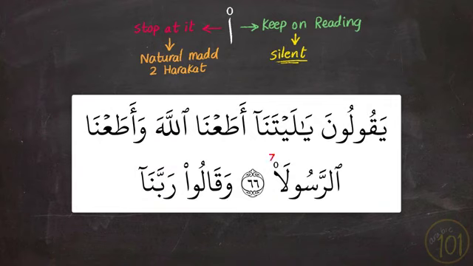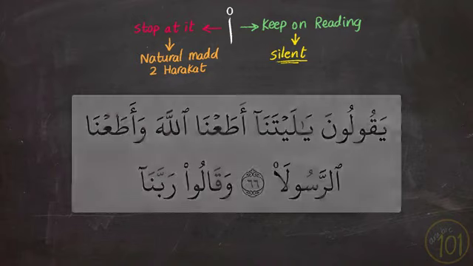يقولون يا ليتنا أطعنا الله وأطعنا الرسول وقالوا ربنا. Here again, if I stopped at the word الرسول, I will have to pronounce the alif completely. But if I linked it to the next word, I will drop the alif and say وَأَطَعْنَا الرَّسُولَ وَقَالُوا without extending the alif or pronouncing it at all.